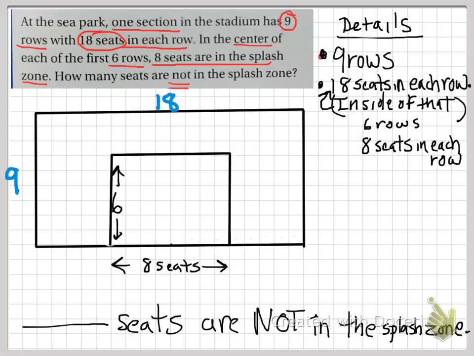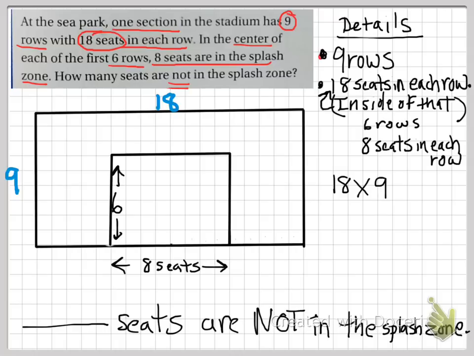Let's see. Okay, so, gosh, what am I going to do? I can't just always count squares. To me, it looks like if I can find out how many are in the whole section of the stadium and then take away the ones that are in the splash zone, I could have the answer to my problem. So let's see. I'm going to do that. 18 times 9.